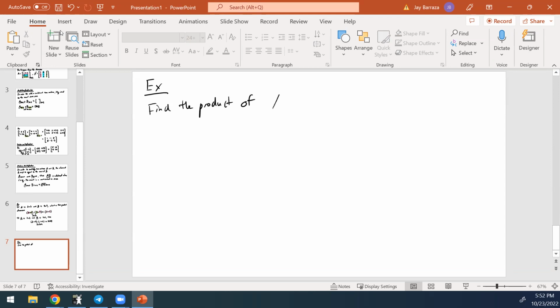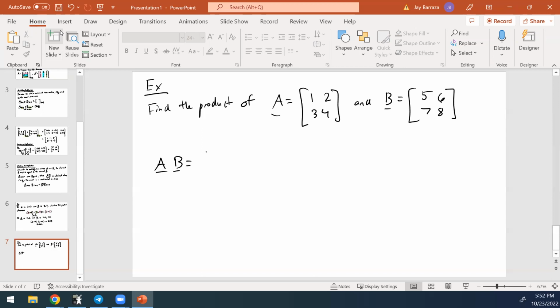of A equals [1, 2; 3, 4] and B is equal to, sorry, not 4, [5, 6; 7, 8]. All right, I want to multiply these together. And so the way we do it, A times B is equal to [1, 2; 3, 4] times [5, 6; 7, 8]. Okay.